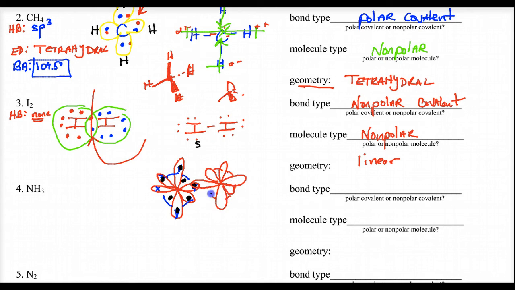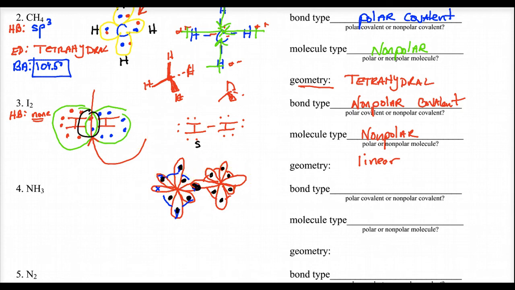So I'm trying to draw these orbitals, not very well today. This iodine has 2 in the S, 1 in the PY, 2 in the PY, 2 in the PZ, and another one in this PX here. And that's the second one, and that's the bond. It's linear because it's 2.